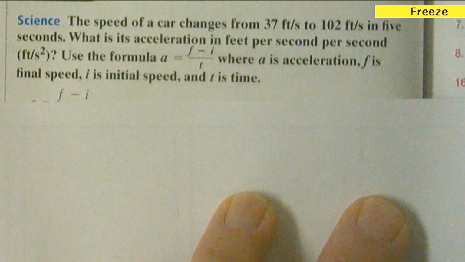So it looks like they've given us 2 speeds. Alright, so when I look at my formula, I have 2 speeds. I have final speed and I have initial speed. How do I know which of those 2 speeds is my final speed and which is my initial speed? The car is going from 37 feet per second to 102 feet per second. Those are both speeds. F is final speed, I is initial speed. How do I know which one is which? Aaron?